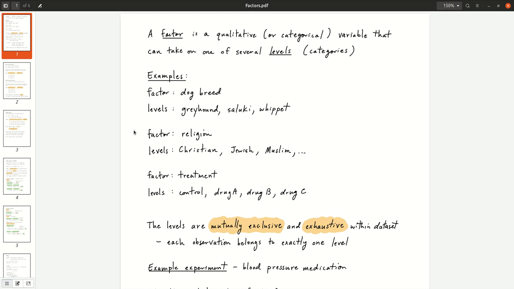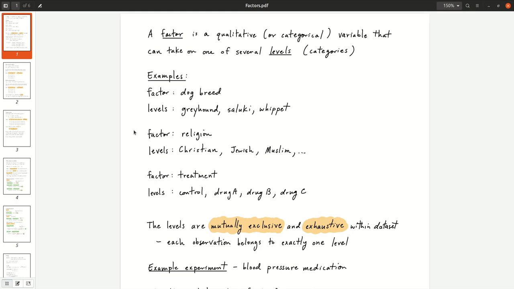In this lecture, we'll be introducing the concept of factor variables, and we'll be looking at some statistical models that use factors as covariates and how to do hypothesis testing with F-tests.